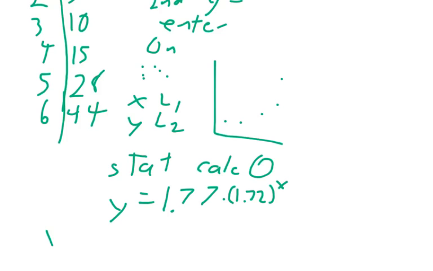And so if I wanted to know what the value for X equals 10 would be, I would just plug that in, 1.77 times 1.72 to the 10th power, and we would get 401.